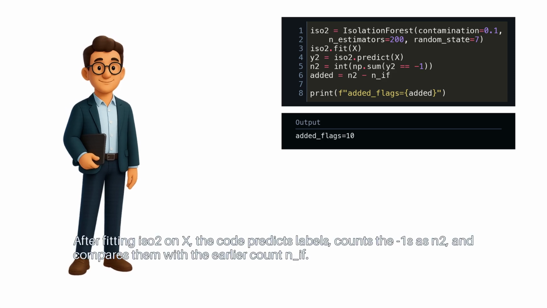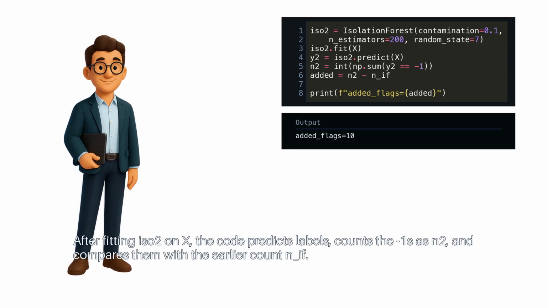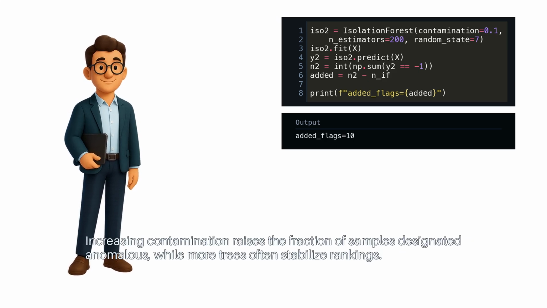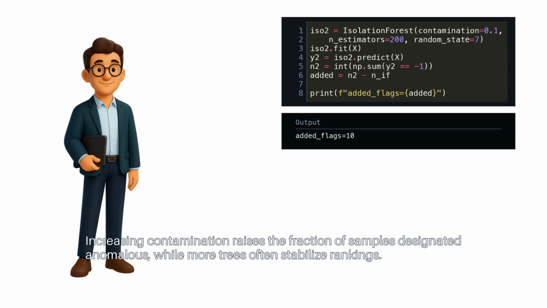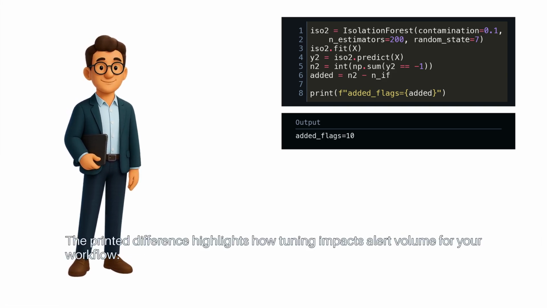After fitting iso2 on X, the code predicts labels, counts the negative ones as n2, and compares them with the earlier count, n_if. Increasing contamination raises the fraction of samples designated anomalous, while more trees often stabilize rankings. The printed difference highlights how tuning impacts alert volume for your workflow.